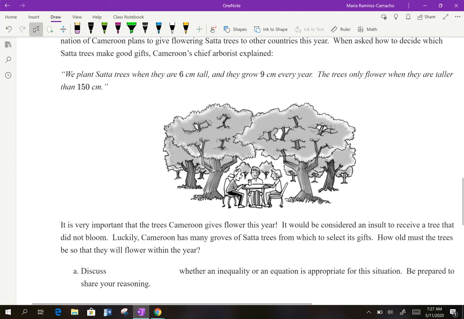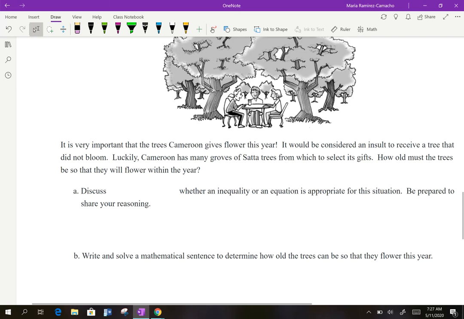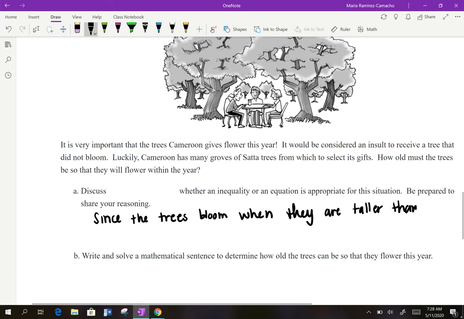Well, they said that the trees only flower when they are taller than, so greater than 150 centimeters. So since the trees bloom when they are taller than 150 centimeters, an inequality would be appropriate.